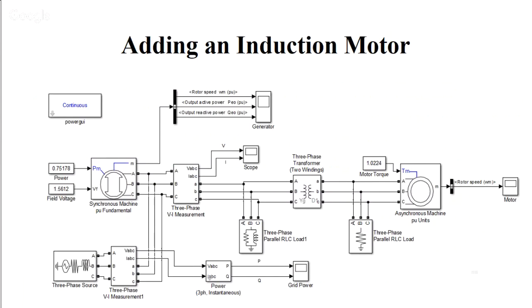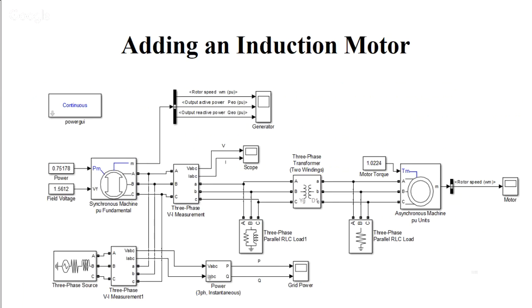Next thing is adding an induction motor. As you have seen in this, we are adding an asynchronous machine PU system. We are making a three-phase RLC load and connecting it with the three-phase transformer. This is the whole system in which we are connecting a synchronous machine along with the three-phase load. In this we are using a transformer, which will be 13.8 kV to 2400 volt. The load will also be 2400 volt.